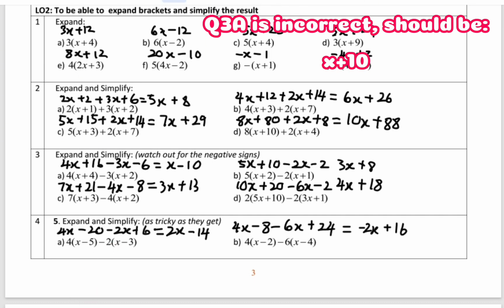For C, it will be 8x minus 16 minus 10x plus 5, which is negative 2x minus 11. And for D, it is 18x minus 12 minus 20x plus 36, which is negative 2x plus 24.